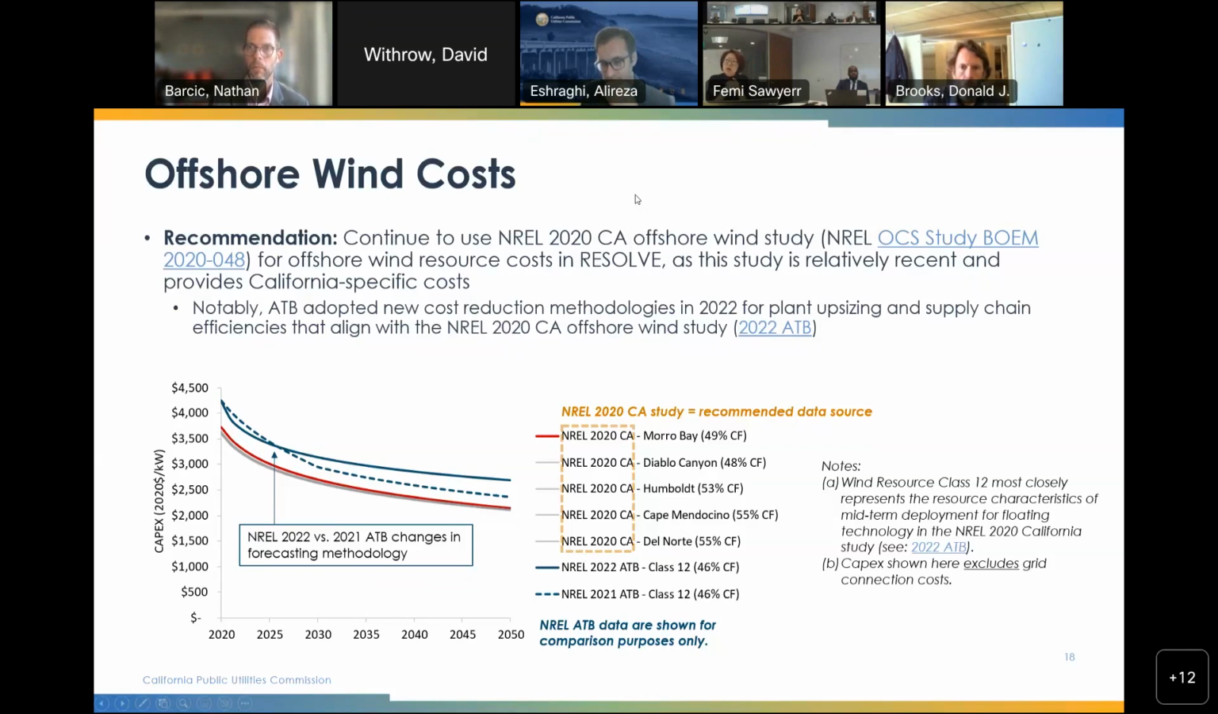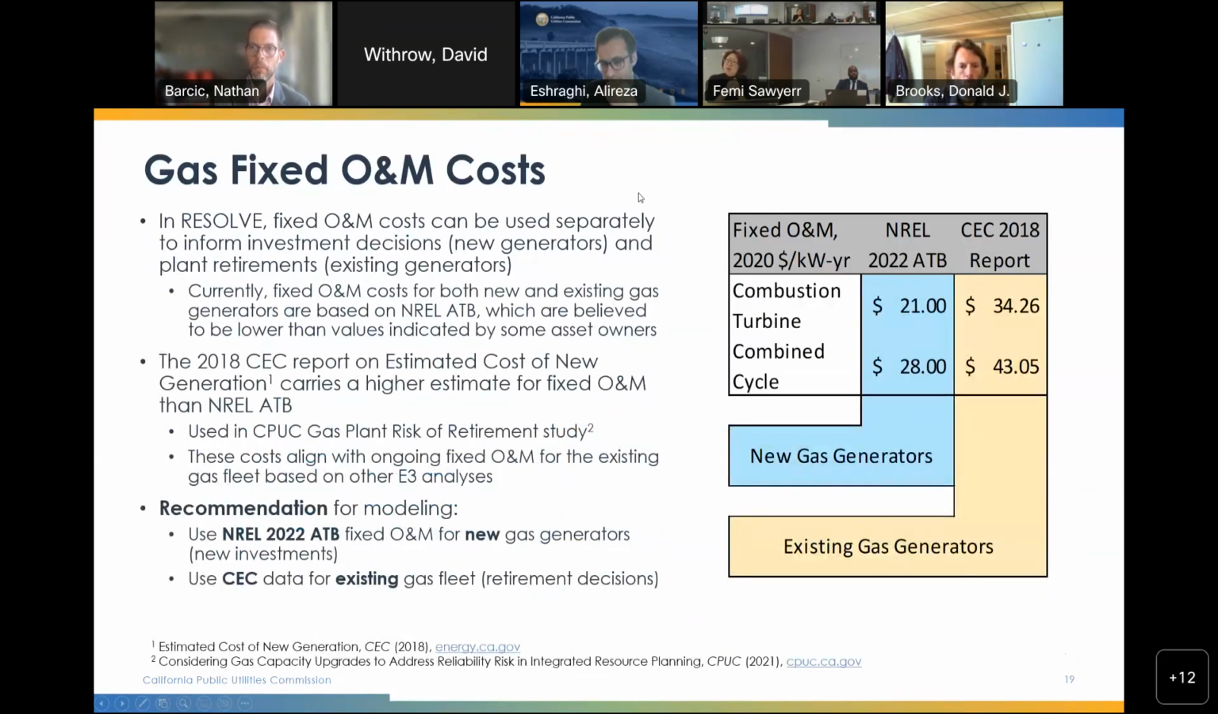So moving on, we have another note on the fixed O&M costs for gas generation in RESOLVE. Currently in RESOLVE, we have been using NREL ATB as the data source for the fixed O&M costs for both new and existing gas generators. But what we have found is that the NREL ATB values tend to be lower than what we have seen in other studies for existing gas fixed O&M costs.